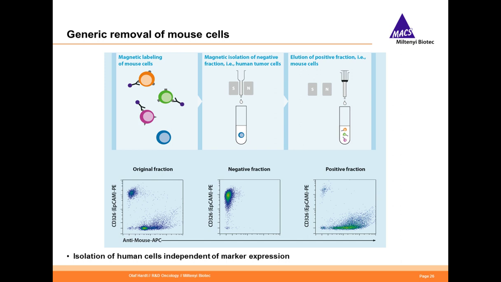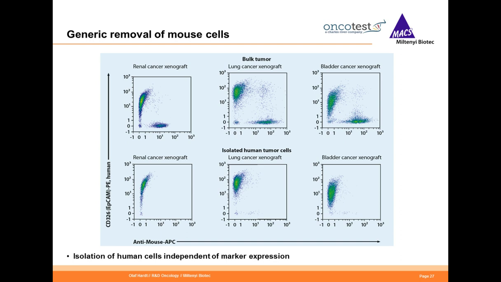And in the lower panel, you can see the example. So you have the EpCAM-positive human tumor cells and the EpCAM-negative mouse cells. And then after 20 minutes, you have a pure fraction of tumor cells in the negative fraction. And this is, as I said, independent of any kind of positive marker. So it works for any kind of solid tumors, like here the renal, lung, and bladder cancer xenografts, but it also works for leukemias, lymphomas, and also even non-tumor cells, as I will also show you in a couple of minutes.